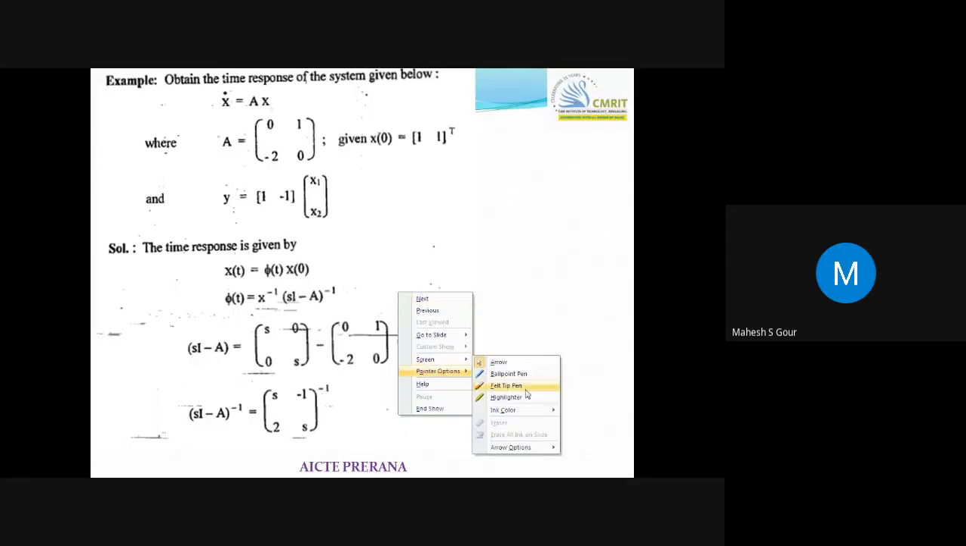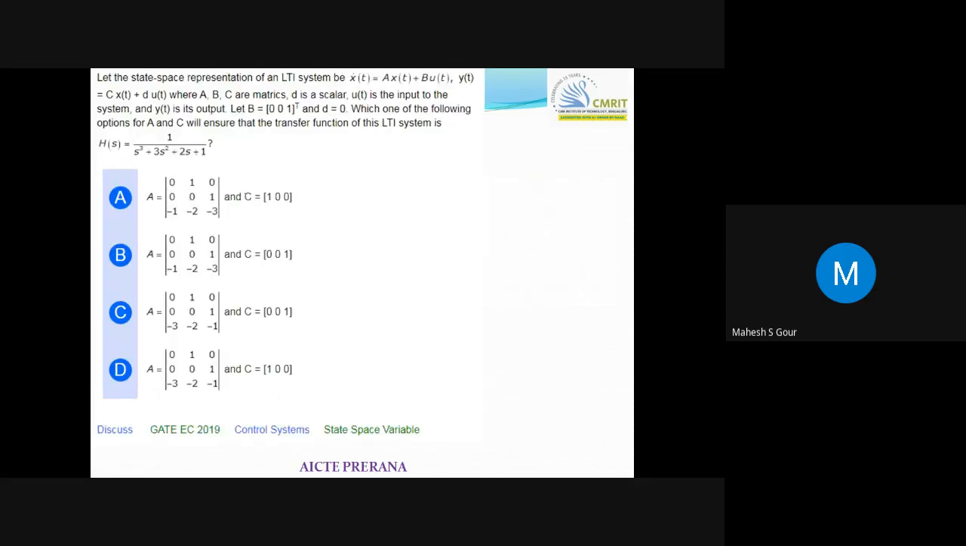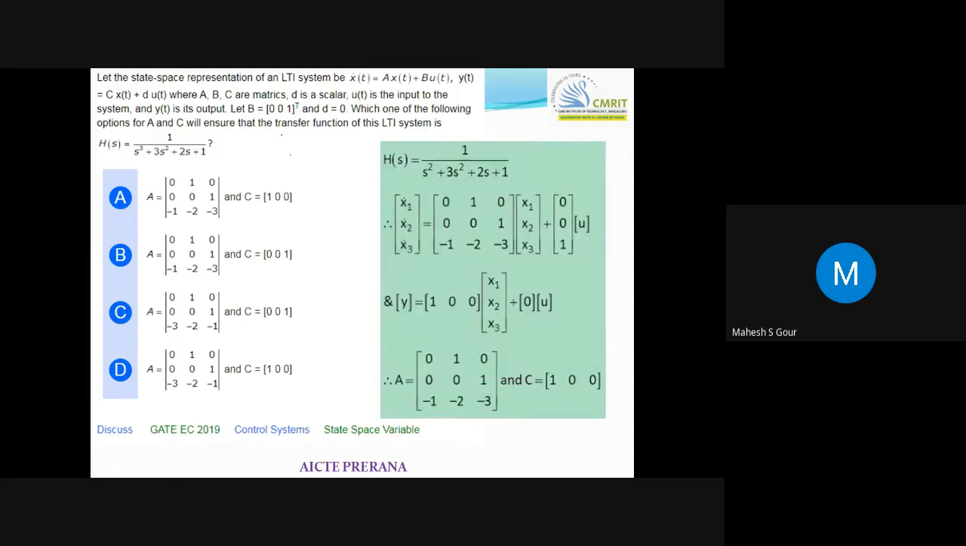We'll be getting finally S divided by S square plus 2, 1 divided by S square plus 2 minus 2 S square, and S divided by S square plus 2. Right? So now coming to the GATE questions. First we'll solve the easy question, then we'll come back.